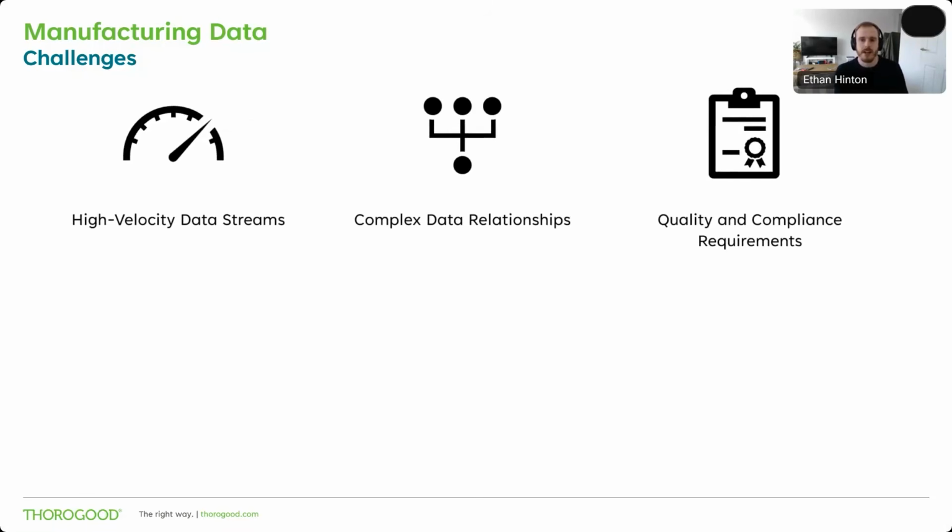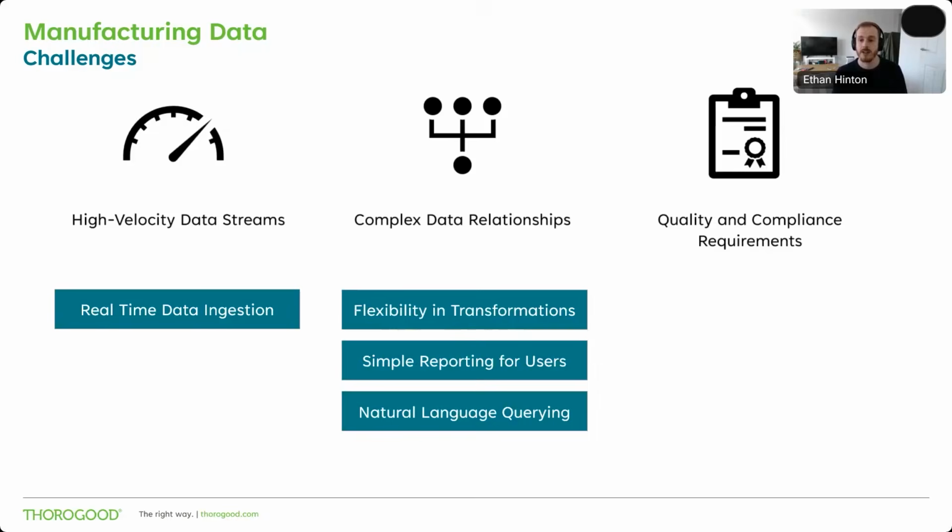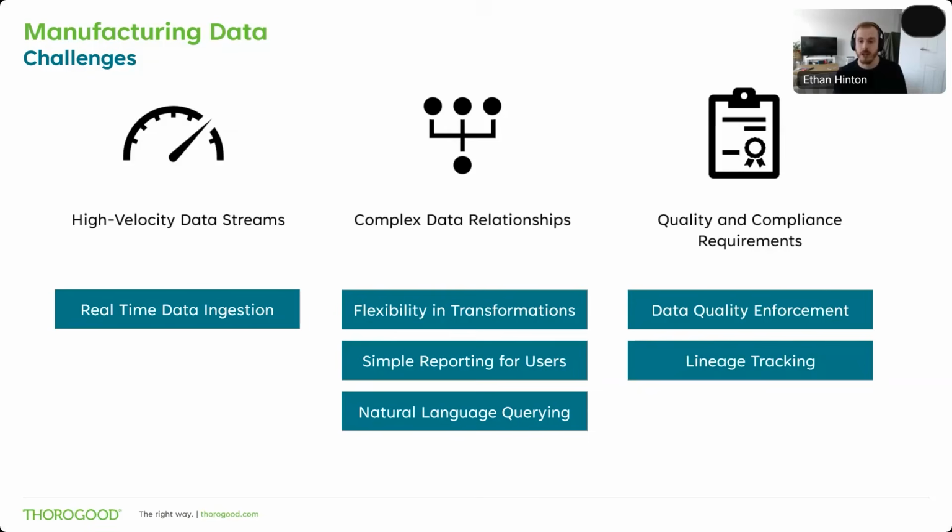So what kinds of features can a data platform provide that will help to address these needs? Firstly, to ingest and transform high-velocity data streams, we need some sort of real-time data ingestion functionality, which will check for changes in source data at a high frequency and stream this data into our platform. To tackle the complex data relationships that exist in many systems, we require flexibility in transformations, simple reporting for users, and natural language querying capabilities to allow non-technical business users to get insights from their data without having to write any code.